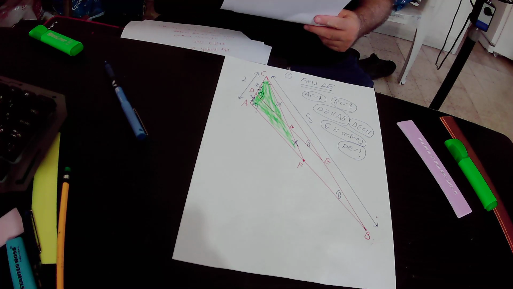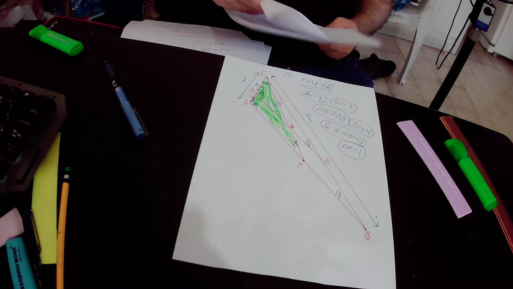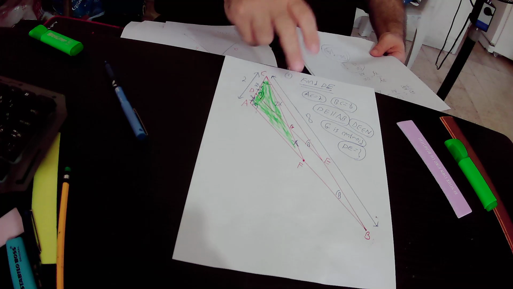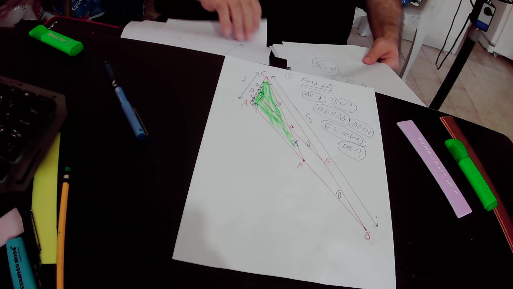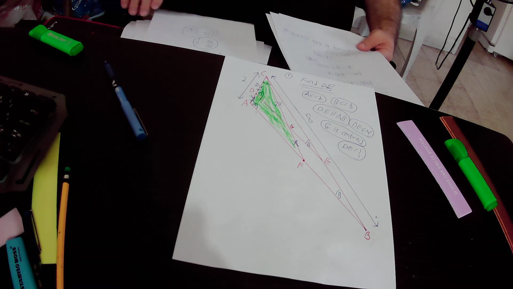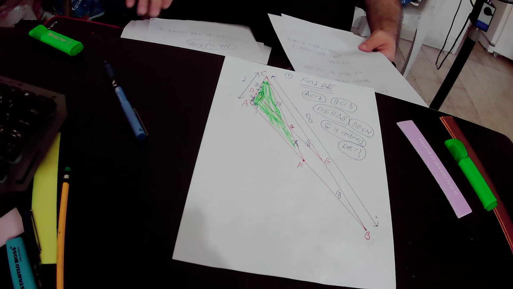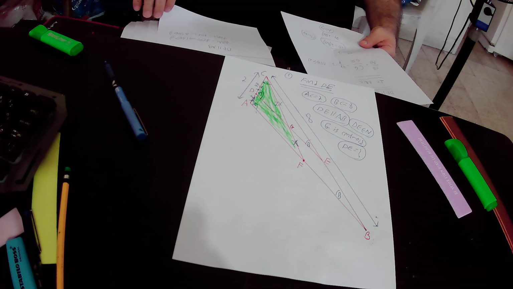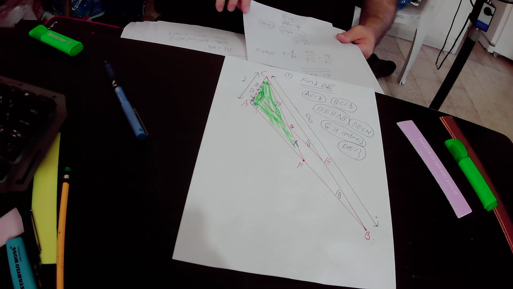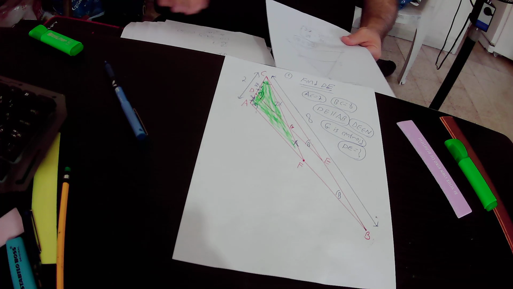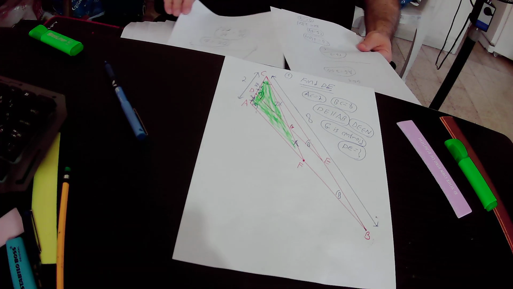And we also know that point G is the centroid of triangle ABC. So, what is the centroid of any triangle? The centroid of any triangle is the point where the three medians of the triangle intersect. Again, the centroid of any triangle is the point where the three medians intersect with each other. Okay?